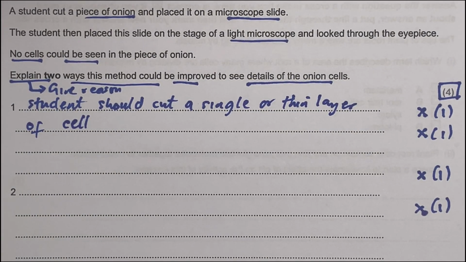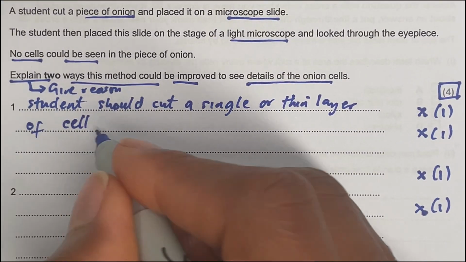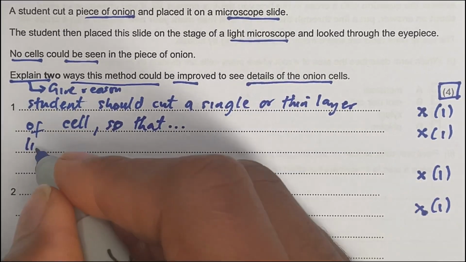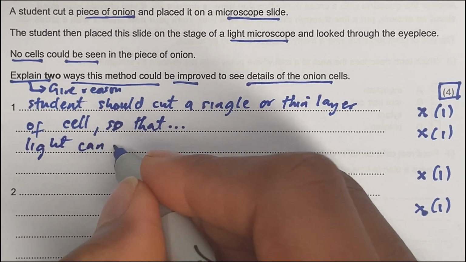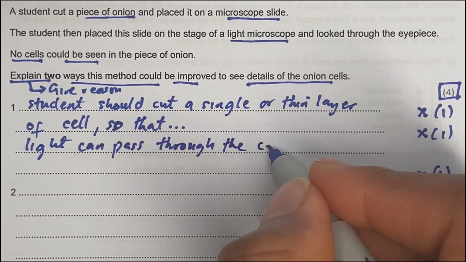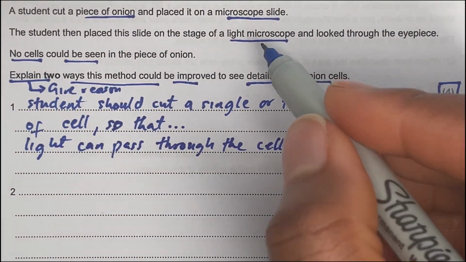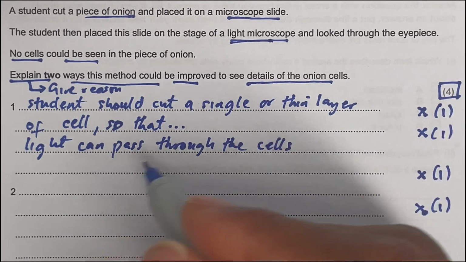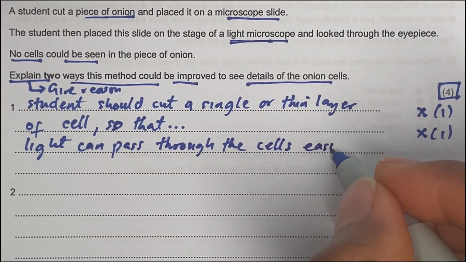Why do we need to cut a very thin layer? That is because light can pass through the cells. Remember, we are using a light microscope. Using a thin layer, light can easily pass through. Okay, light can pass through the cells easily.